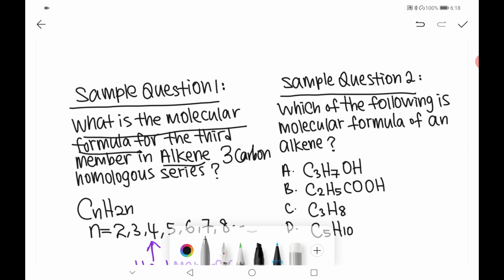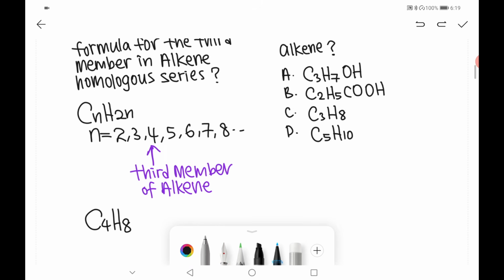If they mention 3 carbon, then you substitute n equal to 3. But here they never tell you how many carbon there are. They only tell you it is the third member. So please be careful. Third member doesn't mean that it has 3 carbon, because for alkene, the n must start from 2.